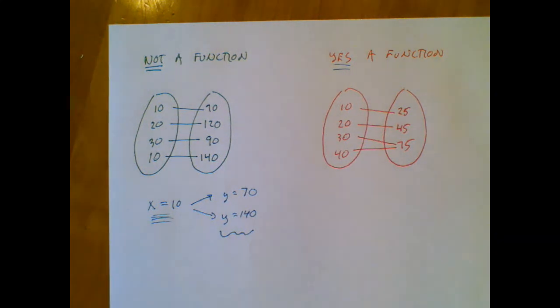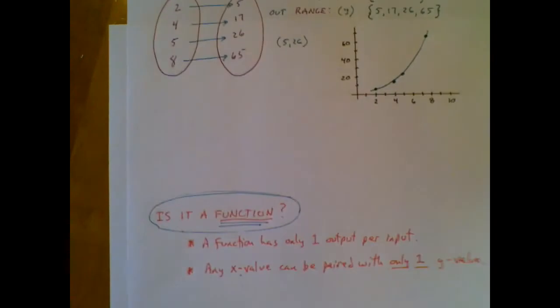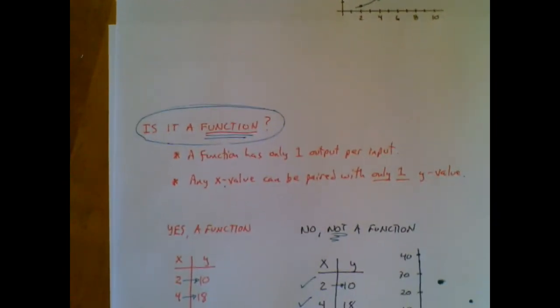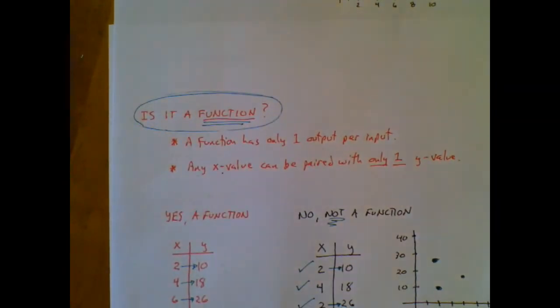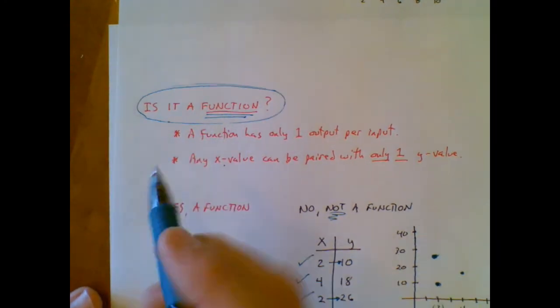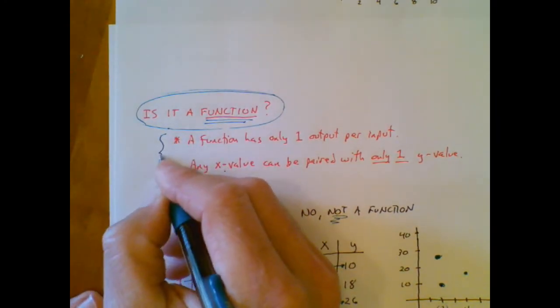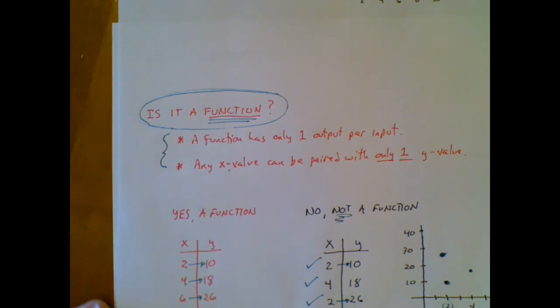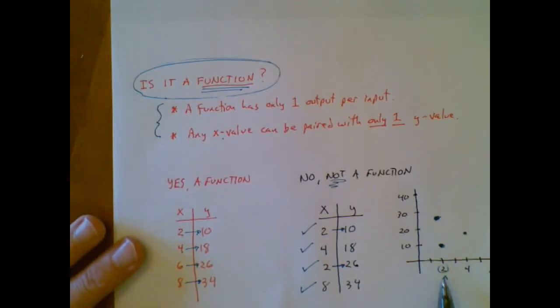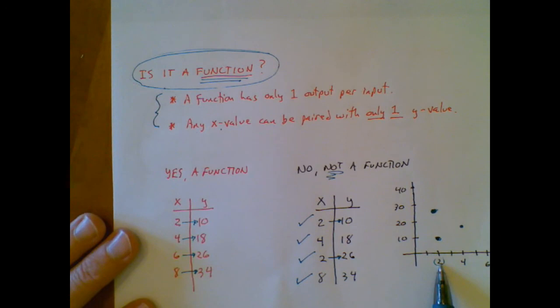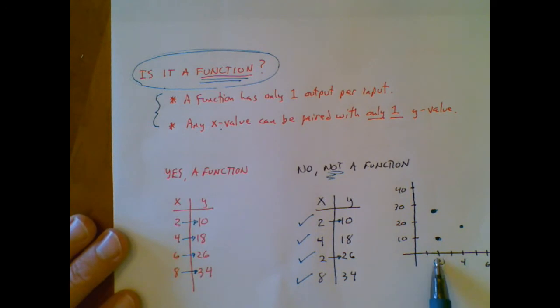I know that can be a little confusing, and it's not going to be a big deal throughout this whole chapter. But if you're ever asked, is it a function, you need to rely on this definition or the simple fact that any x value that you see can only get one y value. If it has more than one y value, that's not a function.